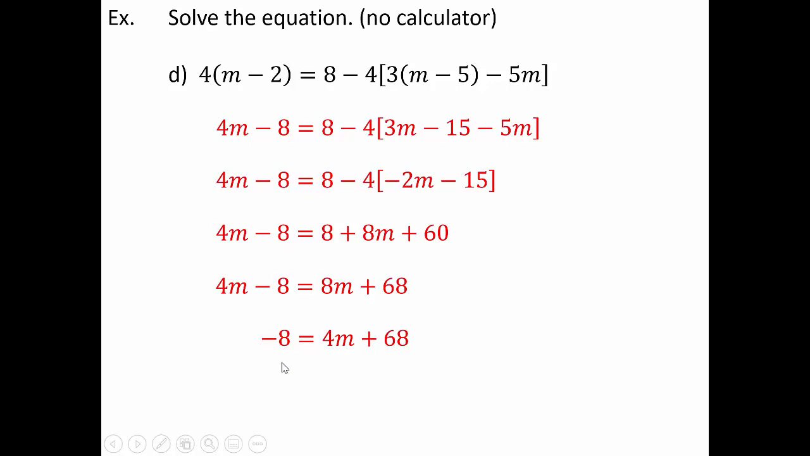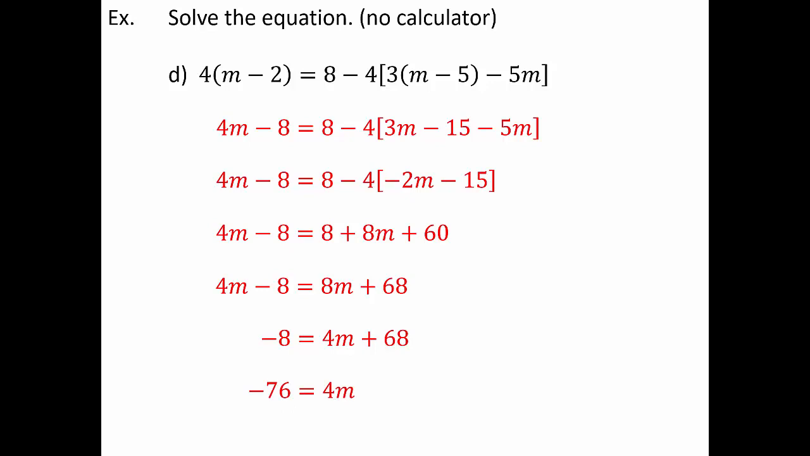I'll then get the variable by itself by subtracting 68. Negative 8 and negative 68, keep in mind since it's subtraction of a negative, you can think of it as addition. 8 plus 68. I'm going to think of 68 as 60 plus 8. So it's really 60 plus 8 plus 8. 8 and 8 is 16. So it's really 60 plus 16, which would be 76. So negative 76 equals 4m, and then we're going to divide by 4.